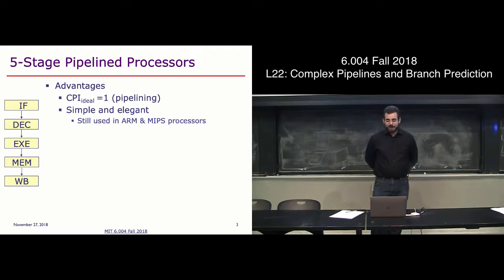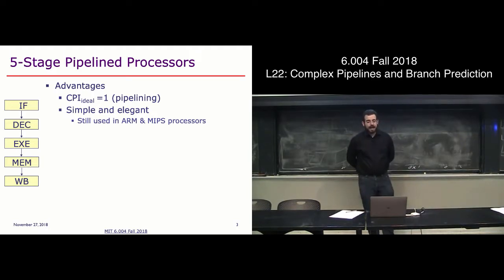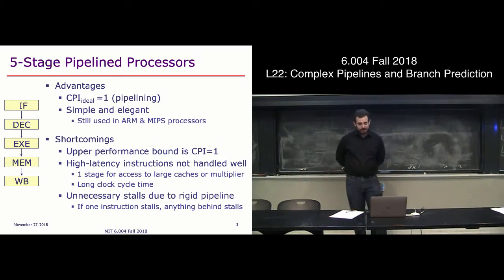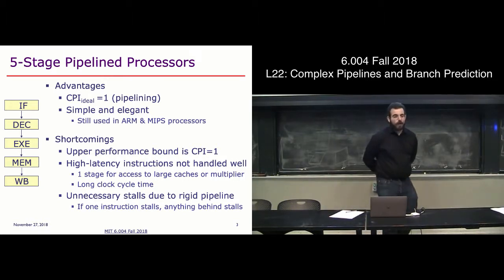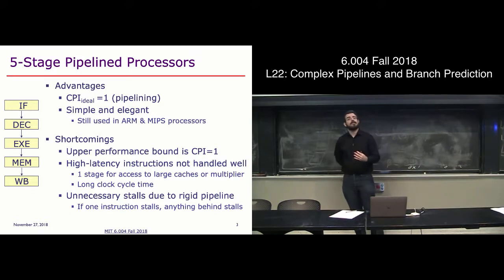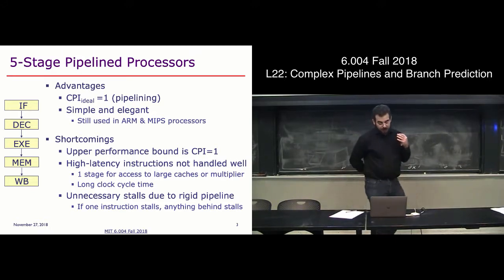But this has some problems. Even though the ideal CPI is one, the upper performance bound is a CPI of one. We can actually do better. We will discuss later: when you have a high-latency instruction, for example a cache miss in the memory stage, the problem is that everything behind the instruction that causes a stall also stalls, so a single stall propagates immediately through the pipeline.